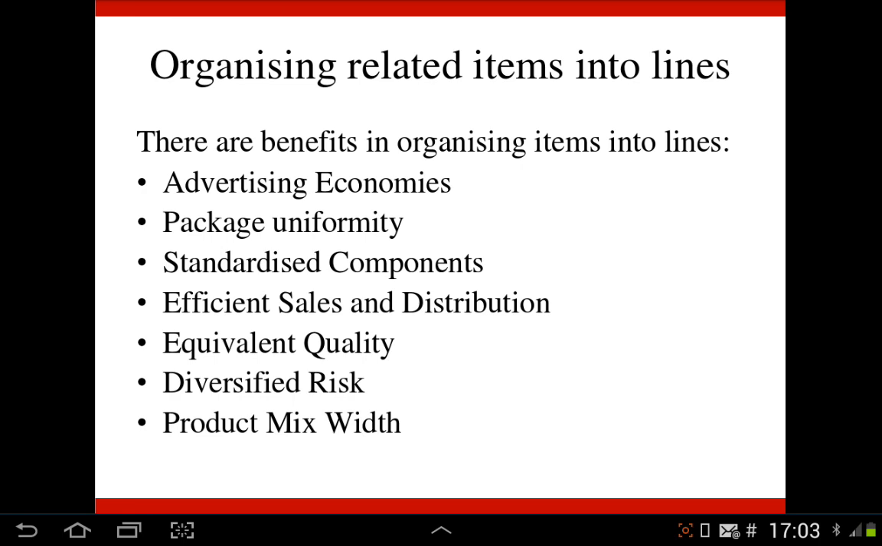Some companies like to have a nice wide product mix, so that they have lots of different options to offer customers and a lot of different ways to make money in the market.